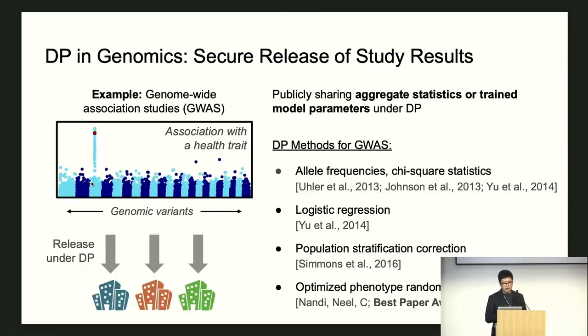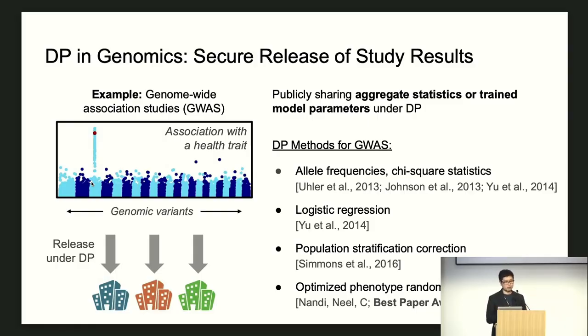So in the next few slides, I'll talk about some of the key use cases of DP relating to genomic data. This first example is about secure release of study results. Here we're hoping to publicly share aggregate statistics or train model parameters from private cohorts and release them under DP guarantees. One example that I'm showing you here is related to genome-wide association studies, or GWAS, where we're taking genome-wide measures of correlation between genetic variants and different health-related traits of interest, and then we're interested in releasing that with the public for secondary analyses.